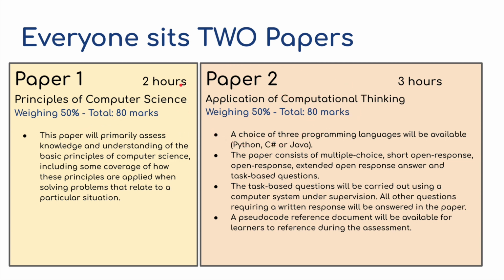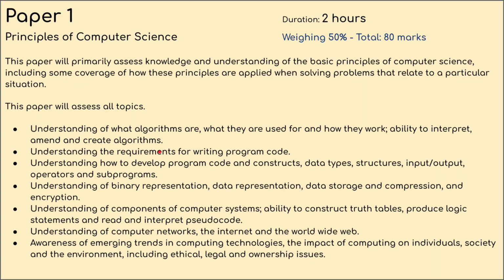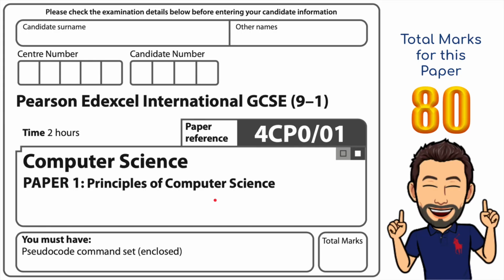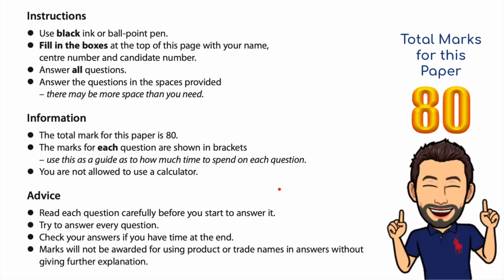Total marks for this particular paper is 80 marks and we're going to be focusing primarily on assessing your knowledge and understanding of the basic principles of computer science. You can pause that if you want to. That's just an overview of paper 1 and of course an overview of paper 2. So we begin, and this is what you'll get. Paper 1, IGCSE 9-1, the course code, and it is principles of computer science.